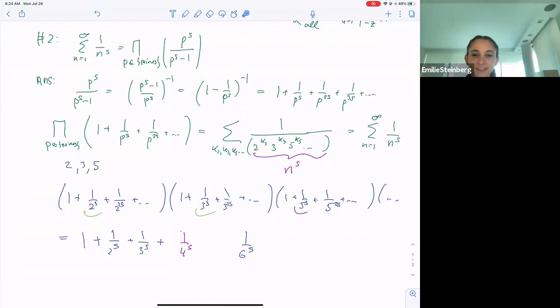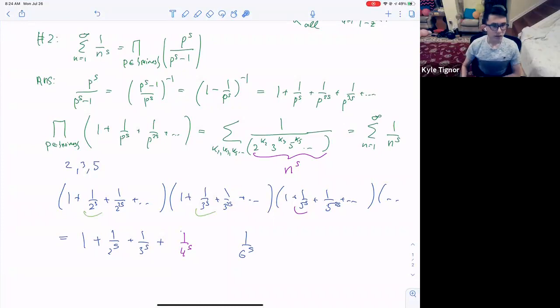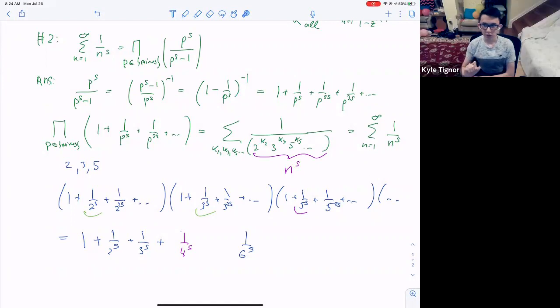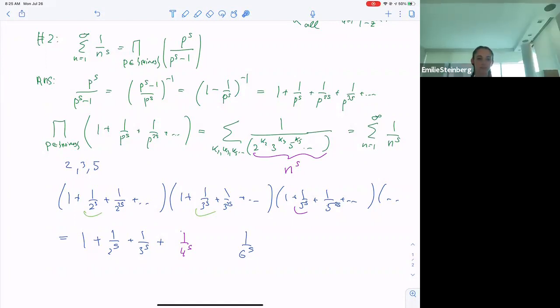Kyle, I have one question for you. When it says 1 minus 1 over p to the s, to the -1 power, do you see that at the top? Yeah. How does that factor into 1 plus 1 over p to the s plus 1 over p to the 2s? You remember how when we had 1 over 1 minus x, it became 1 plus x plus x squared plus x cubed. Yes. Well, 1 minus 1 over p to the s, to the -1, is basically that. It's 1 over 1 minus the quantity 1 over p to the s. Okay, got it. Thank you so much.